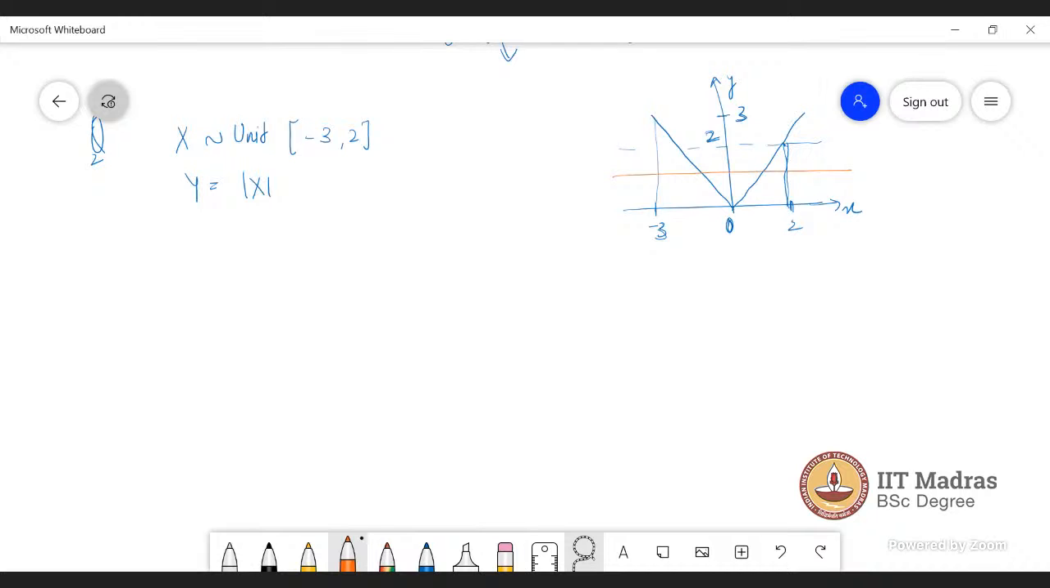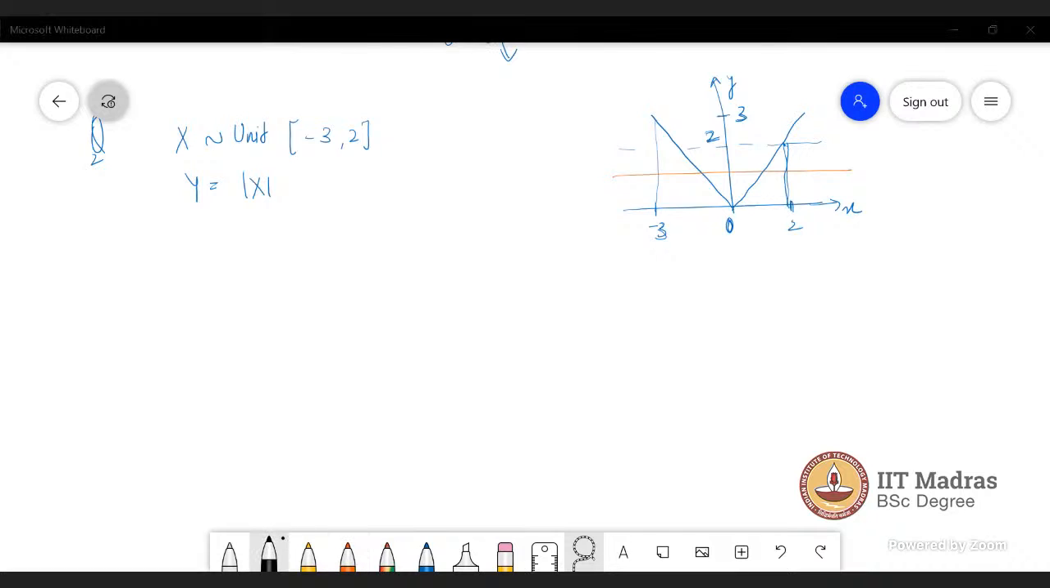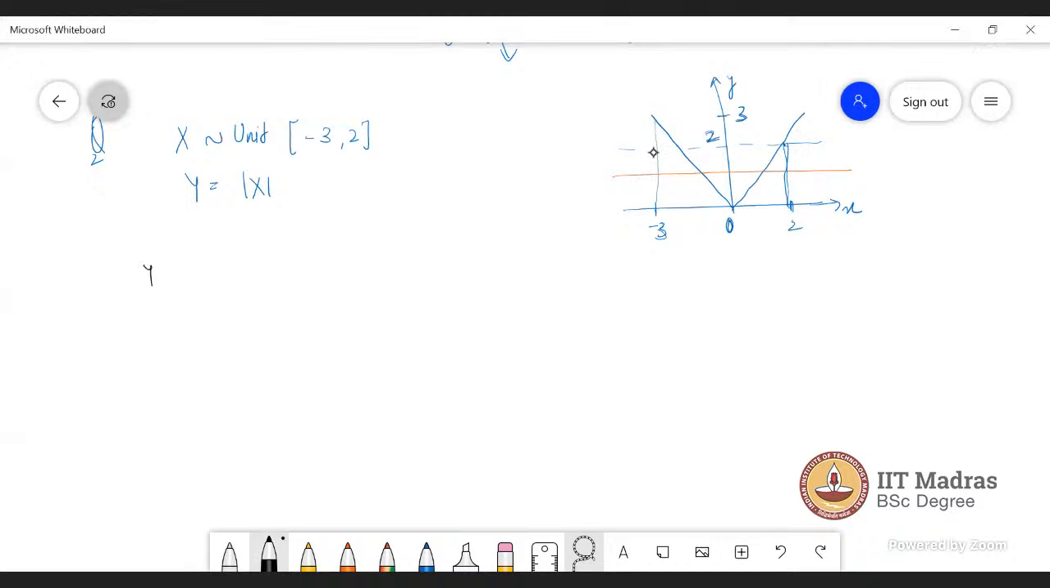So what we'll do is, for the range 0 to 2, for y lying between 0 to 2, if you find F_Y of y, that is the probability that x lies between -y to y. And this is nothing but the integral of 1/5 dx, where x is varying from -y to y.